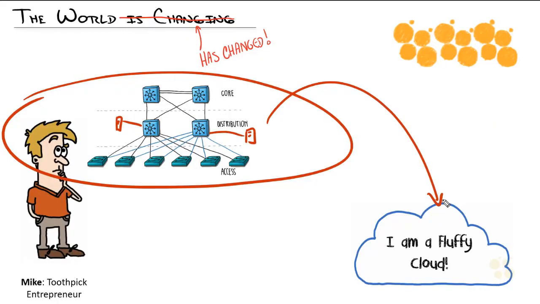I am a fluffy cloud. What's that from? Cars 3. You've got to get some kids if you don't have some. I've got some spares if you need them.